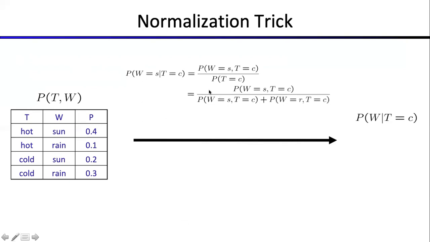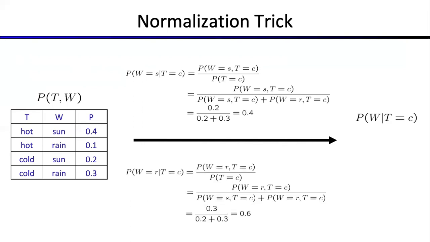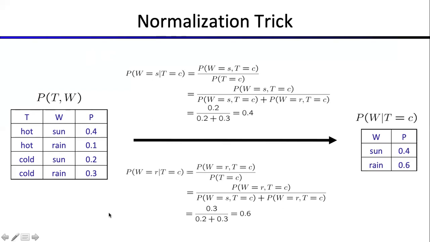And remember what is happening in the denominator, you are marginalizing it, putting the values, you get a value of 0.4. And similarly you can do it for W equal to rain, given T is equal to C. Same approach, you get a value of 0.4, and that will give me a conditional distribution of W given T is equal to C.